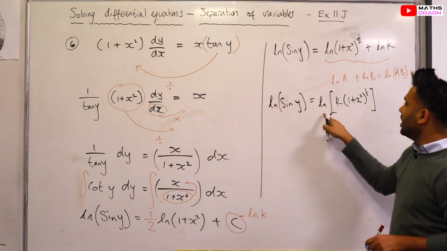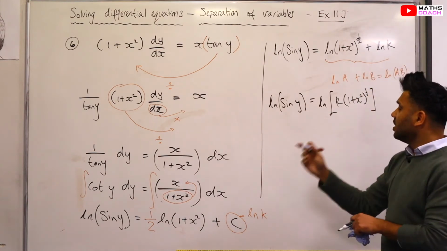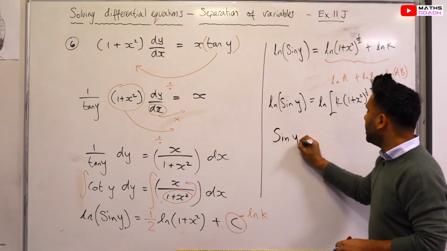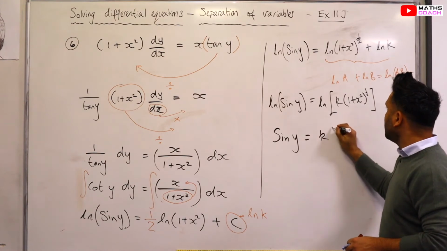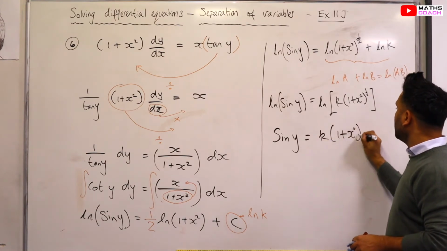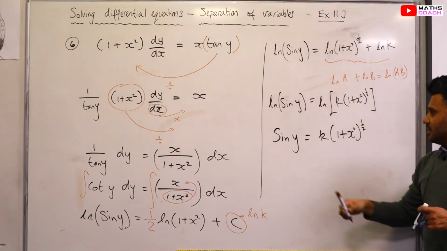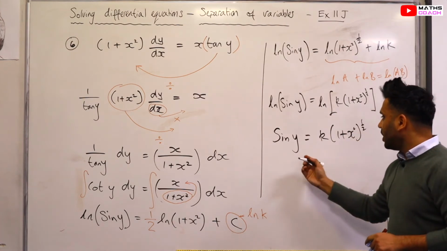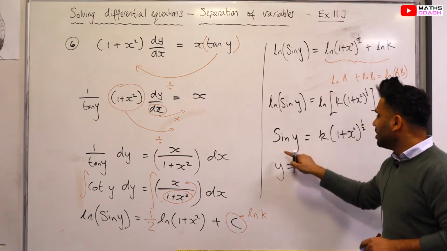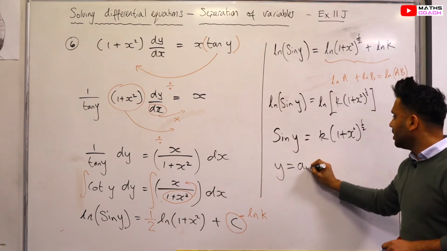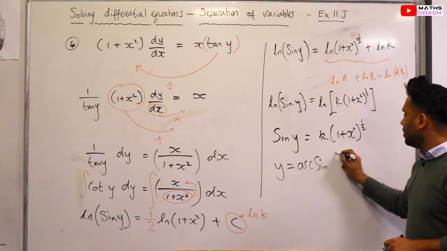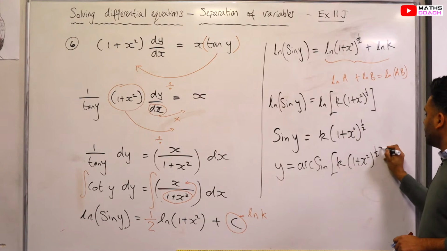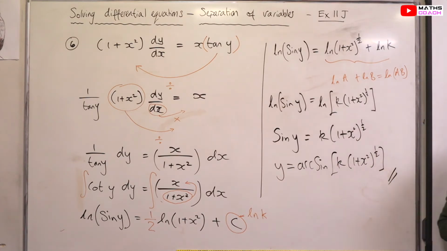Now both sides have an ln. We can then exponentiate both sides, and the ln's will get cancelled off. So we will have sine of y equals k multiplied by (1 plus x squared) to the power half. Now here we have sine y as the subject. If we are required to write y as a function of x, we have to do the inverse sine, and that's the arcsine of k bracket 1 plus x squared to the power half, and we now have the general solution to this differential equation.